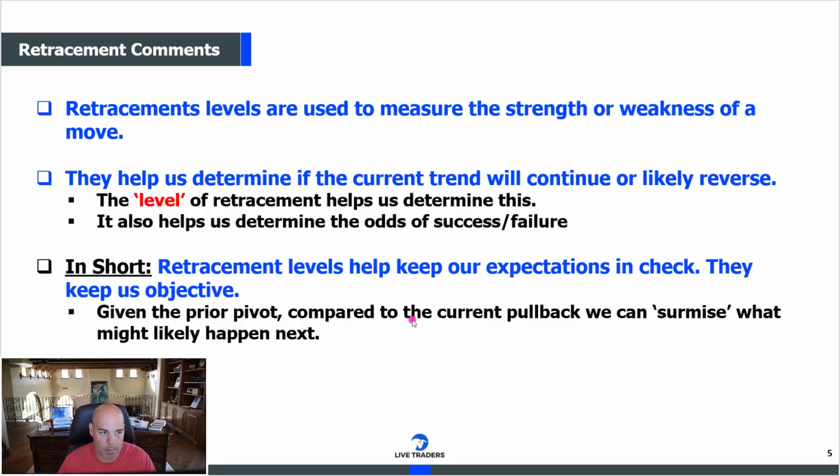Okay, as a quick example, because we're going to get into this in just a second. 100% retracement, we're not expecting 100% bounce. If you have 100% pullback to major price support, we are not expecting a full 100% retracement back up to major price resistance. It can happen, and it does happen, but that's not the expectation. And that matters because when you get into a trade, you need to know what your expectation is, unlike the person in today's When Will the Insanity segment. So given the prior pivot compared to the current pullback, we can surmise what might likely happen next.